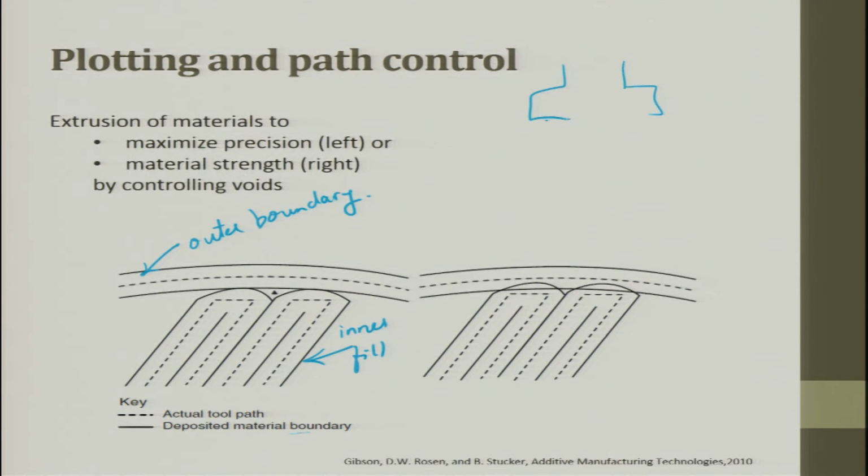In your milling cutter, what do we do? We write the entire program to the center of the cutter, and this is the diameter offset which is done. Same way here, you write the program to these dotted lines, and what gets generated will be the solid lines.